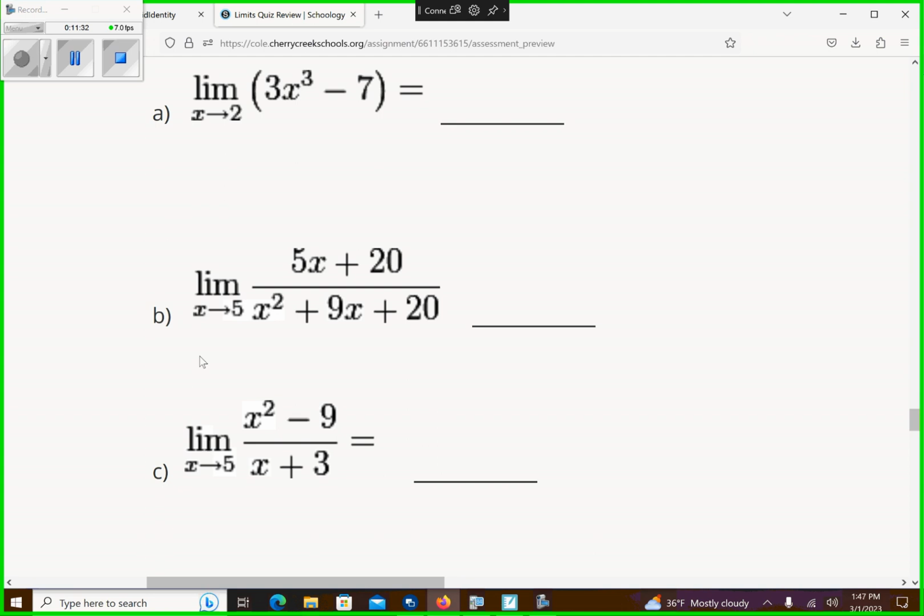All right, can I directly plug in letter C to get the limit? Will I get a 0 in the denominator if I plug 5 in? No. So I'm going to get 25 minus 9, so that's 16, 16 over 8, which is 2.